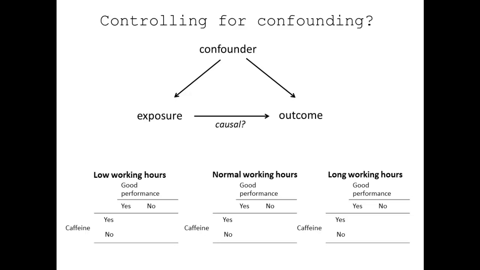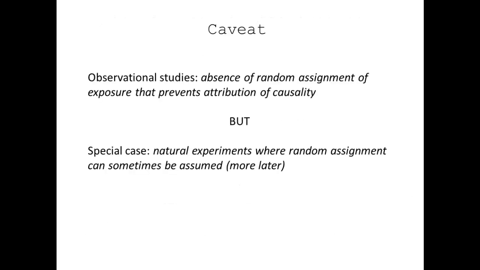So just one last thing, we talked about the absence of random assignment of the exposure being the critical missing mechanism why we cannot attribute causality in an observational study. However, there is an exception. There's one special class of observational studies called natural experiments, where sometimes we may be able to make the assumption that the exposure has been randomly assigned due to some natural cause. And we'll discuss that more in the study design theme.